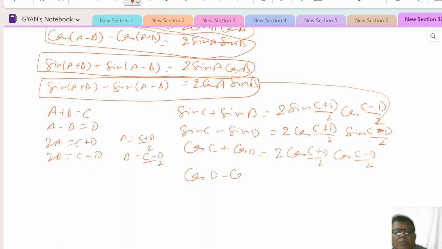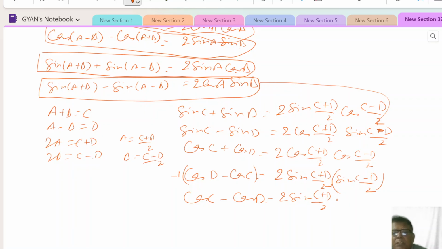So cos D minus cos C is equal to 2 sin (C plus D) by 2 and sine (C minus D) by 2. You put minus here and minus here also. Multiply. Then this will be cos C minus cos D is equal to 2 sine (C plus D) by 2, and put this sign inside, because sine of minus theta is equal to minus sine theta. So that is equal to sine (D minus C) by 2.